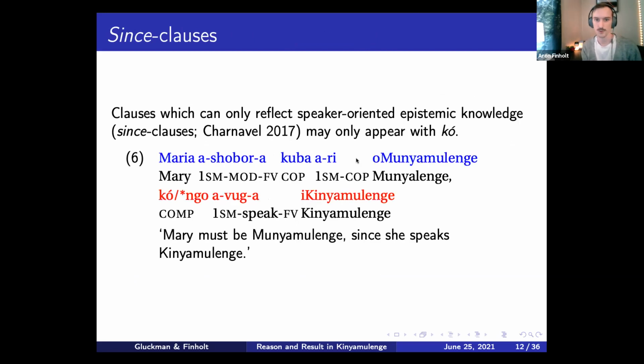In contrast to reason clauses, clauses which only reflect speaker-oriented epistemic knowledge, like sense clauses, do not show the same alternation with ko and ngo. In fact, sense clauses may only appear with ko. So in 6, Mary must be Kinyamulenge since she speaks Kinyamulenge, only ko is available. And this makes sense given the previous data, because with reason clauses, ngo really seems to be distancing the speaker from the truth of the adverbial clause. And since sense clauses only reflect speaker-oriented epistemic knowledge, this would be incompatible with this sort of distancing effect.